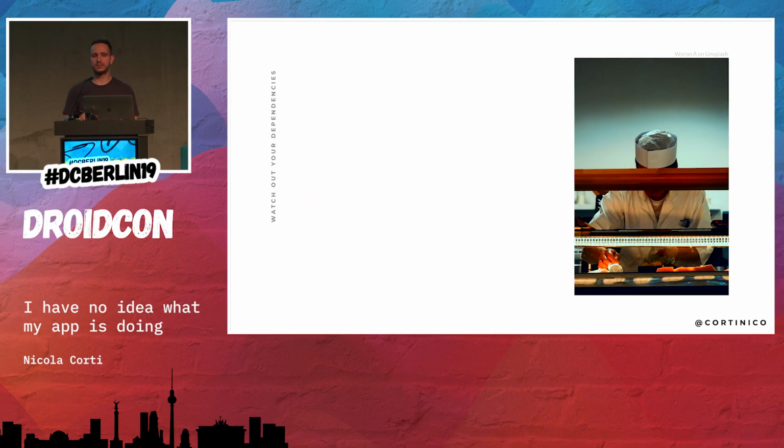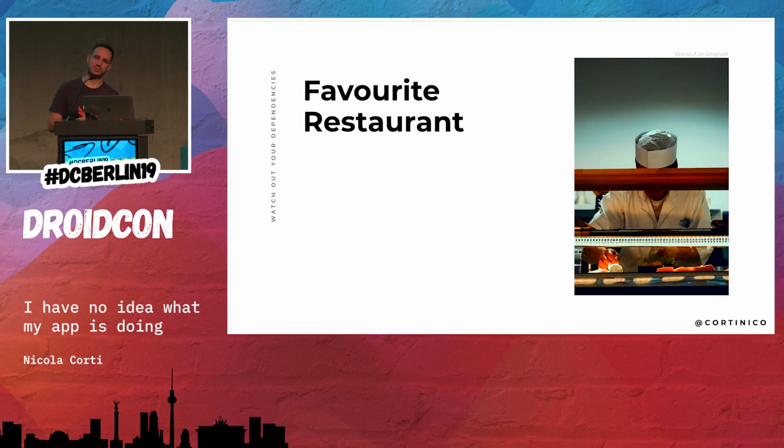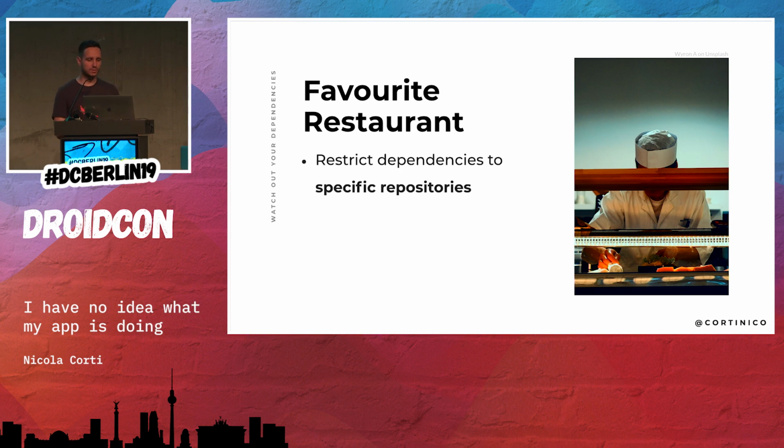So let's talk about favorite restaurant. I'm really picky, and I know where the best sushi is that I can get in Hamburg. So you can actually restrict dependencies to a specific repository. You can say, for example, that you want the Uramaki from that repository only.